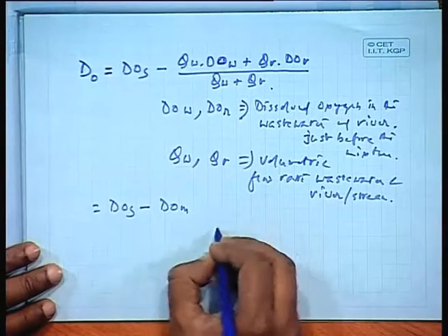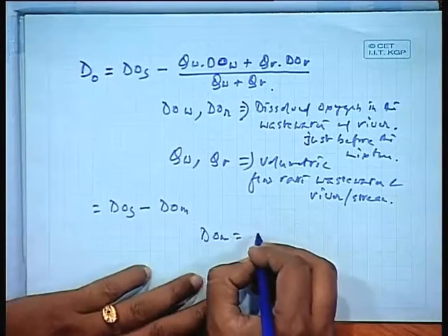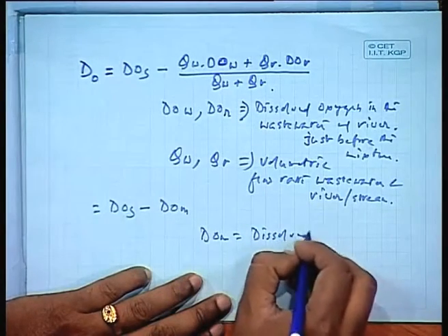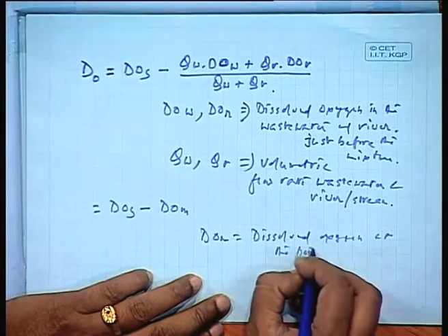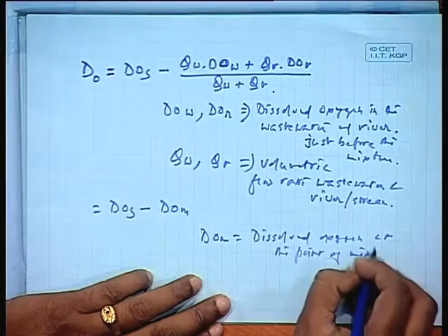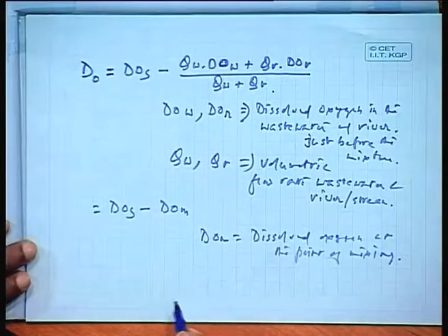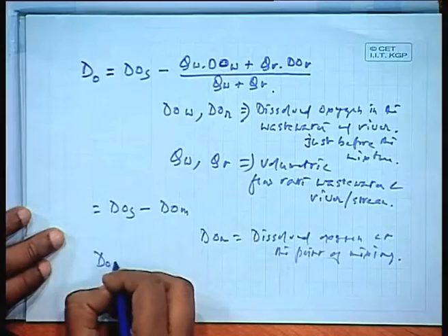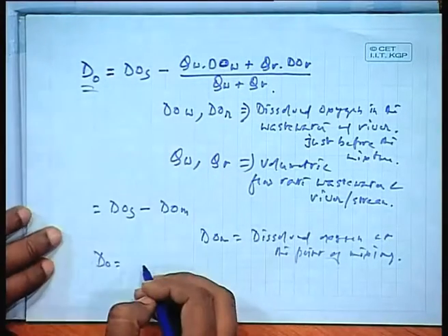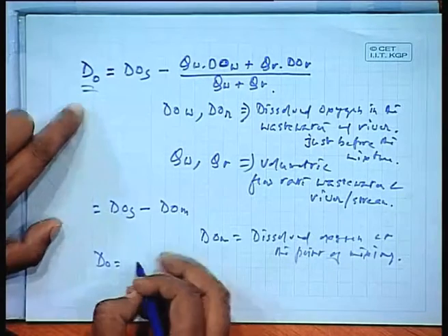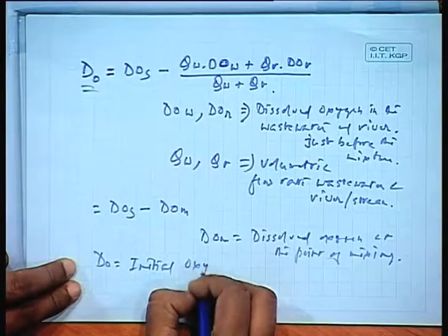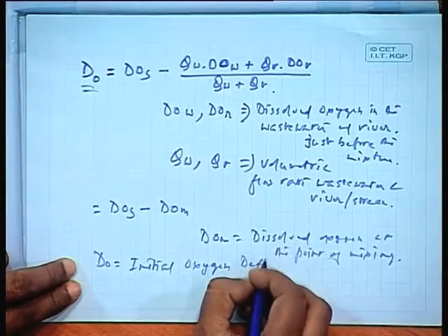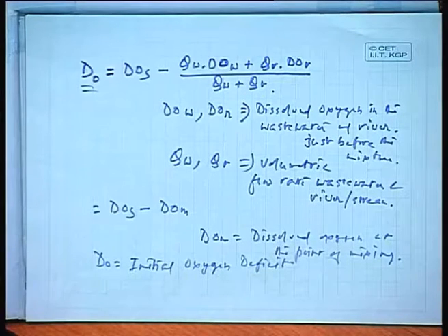DOM is dissolved oxygen at the point of mixing, and this D0 is D0. Remember this D0, don't confuse it with DO. This D0 is the initial oxygen deficit.